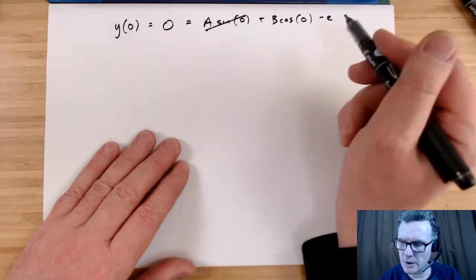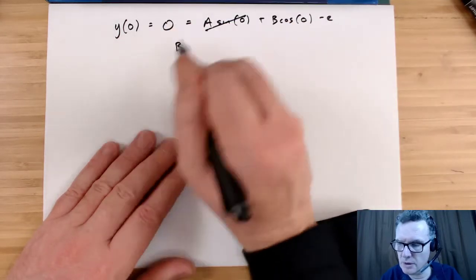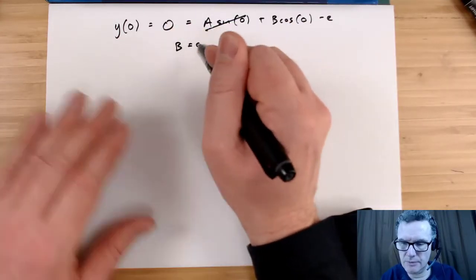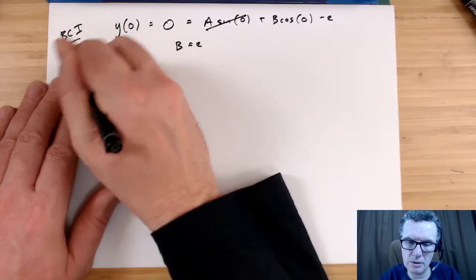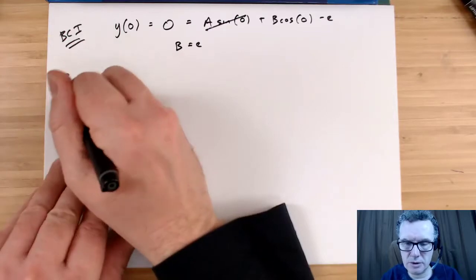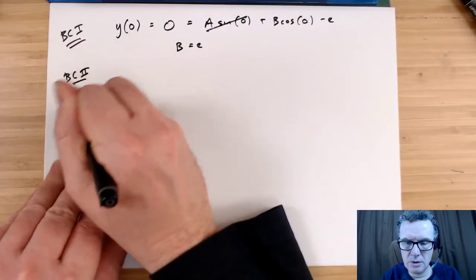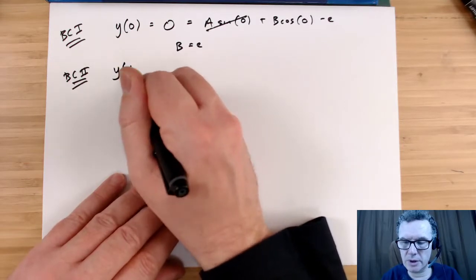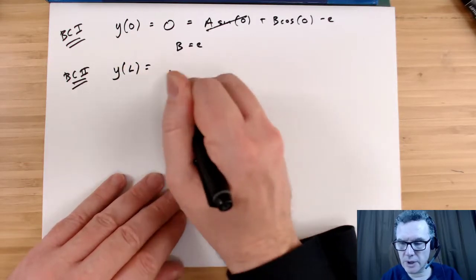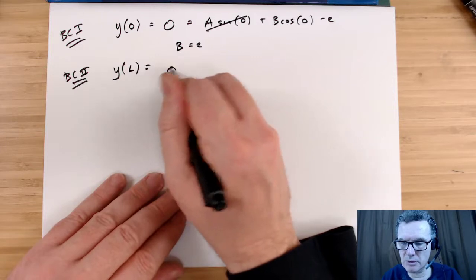Okay, so that then gives me that b equals e. So that's my boundary condition 1. Boundary condition 2 will be when x equals L. And we'll set that again to be at datum 0.